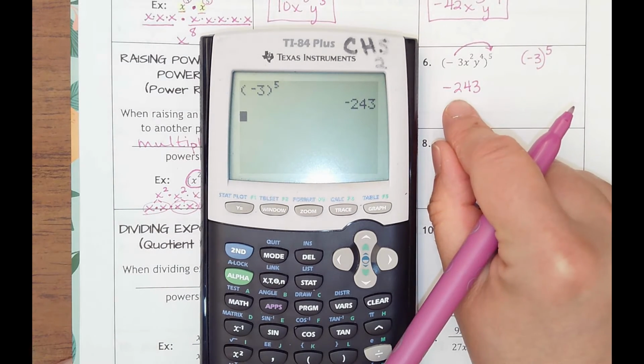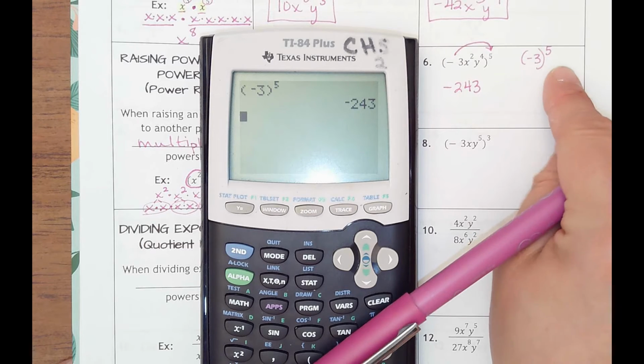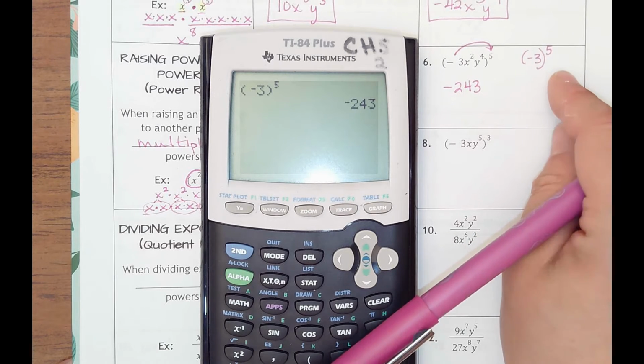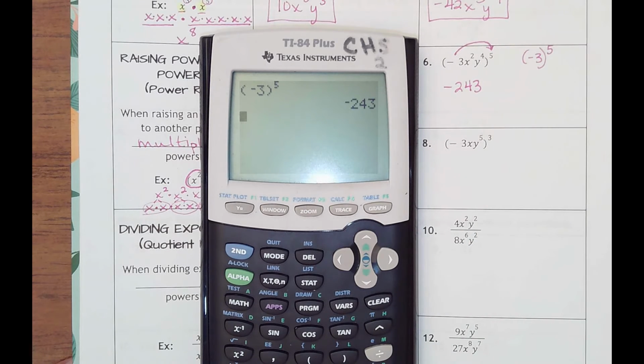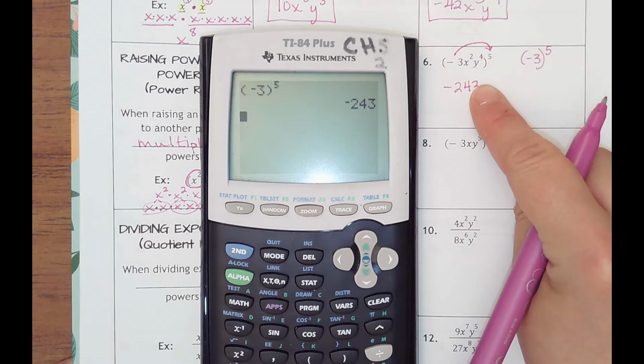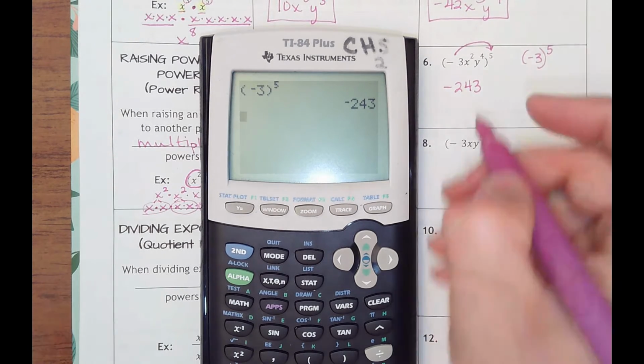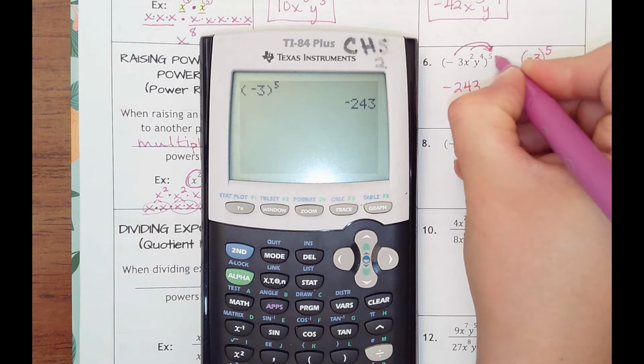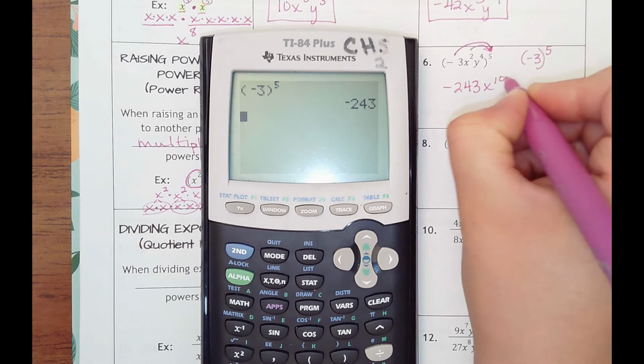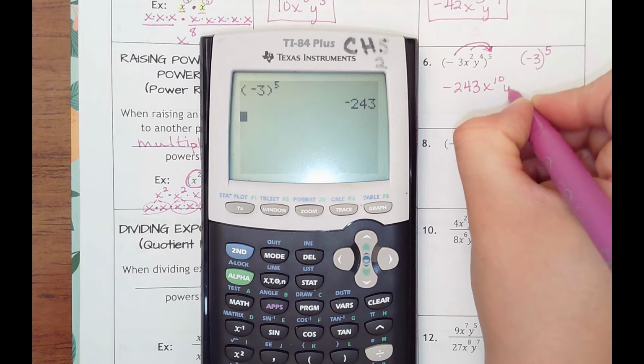Makes sense that I'm getting a negative because I'm taking a negative times itself an odd number of times. So remember, every negative times negative is positive. Well, if you have an odd power, it's going to be negative in the end. Okay, and then my power rule says to multiply. 2 times 5 would be x to the 10th. 4 times 5 would be y to the 20th.